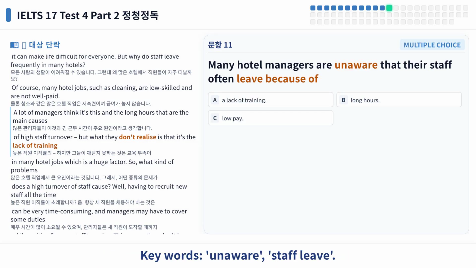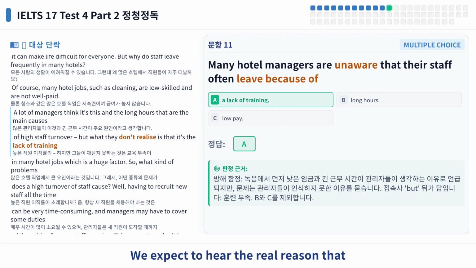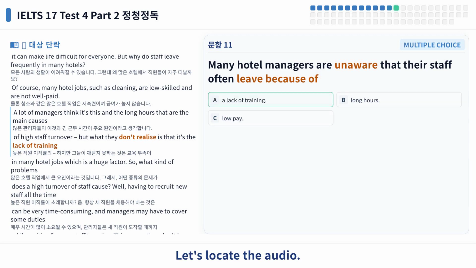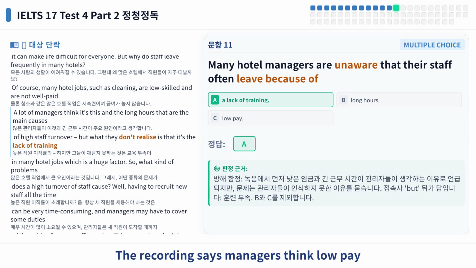Keywords: unaware, staff leave. We expect to hear the real reason that managers don't realize. Let's locate the audio. The recording says managers think low pay and long hours are the main causes, but the transition word "but" reveals what they don't realize. Lack of training is a huge factor.